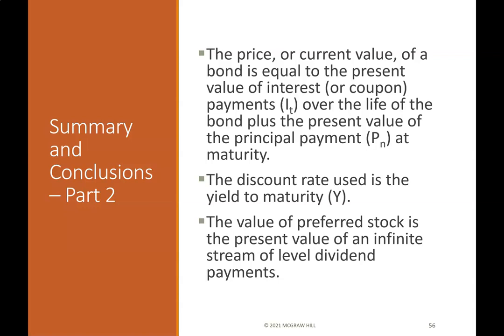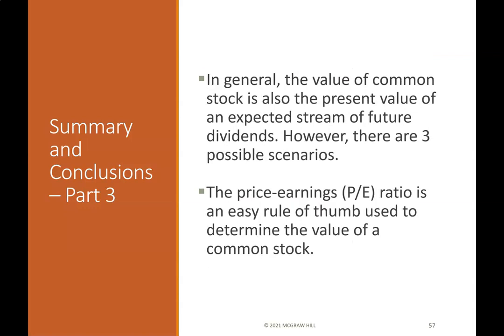Summary and conclusions, part 2. The price or current value of a bond is equal to the present value of interest or coupon payments over the life of the bond plus the present value of the principal payment at maturity. The discount rate used is the yield to maturity. The value of preferred stock is the present value of an infinite stream of level dividend payments.